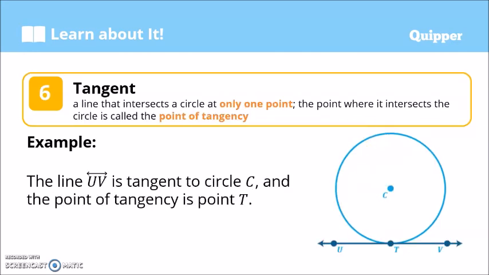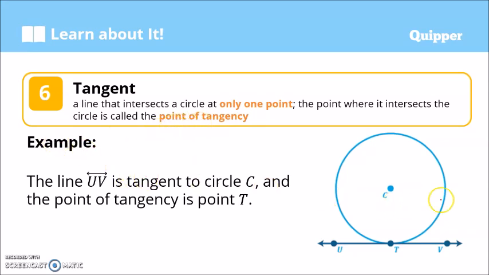Next, we have the tangent. A tangent is a line that intersects a circle at only 1 point. So, hindi kagaya ng secant. Ang secant, 2 points talaga yung ma-intersect niya sa circle. Si tangent naman, 1 point lang. So, the point where it intersects the circle is called the point of tangency. Again, that's the point of tangency. That's the intersection of the circle and the tangent.